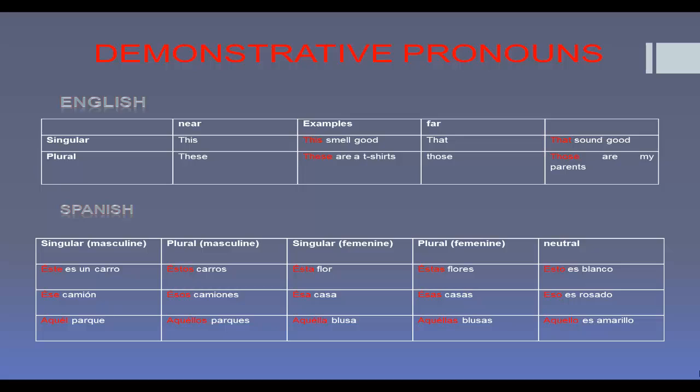Ese camión, esos camiones, esa casa, esas casas, eso es rosado. Aquel parque, aquellos parques, aquella blusa, aquellas blusas, aquello es amarillo. But in English, they smell good, that sounds good, these are t-shirts, those are my parents.